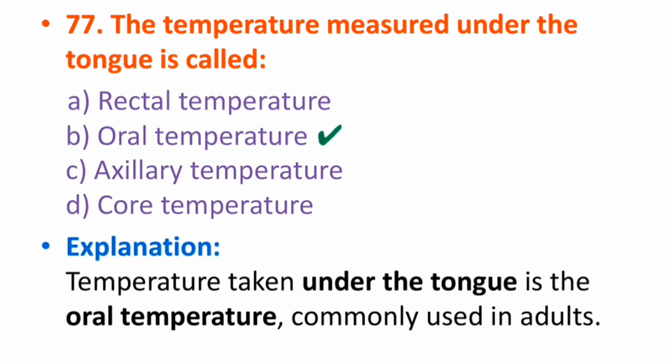The temperature measured under the tongue is called: option A, rectal temperature. Option B, oral temperature. Option C, axillary temperature. Option D, core temperature. The correct answer is option B, oral temperature. Temperature taken under the tongue is the oral temperature, commonly used in adults. The temperature measured under the tongue is called oral temperature.